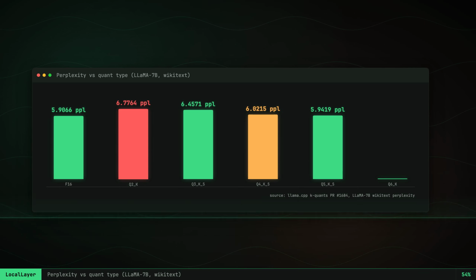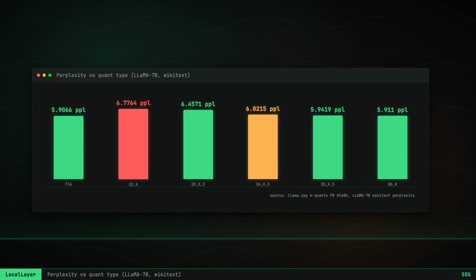Every source, the original K-quants PR and llama-quantize's own current numbers, agrees the honest floor sits around Q3_K, or roughly 3.5 bits per weight. Below that, you're trading real output quality for disk space, not getting a rounding error.